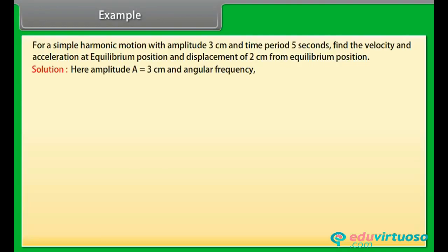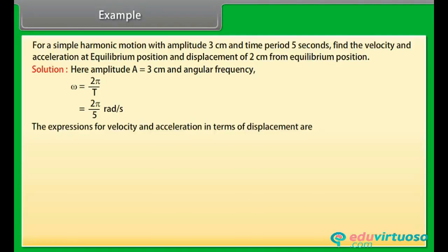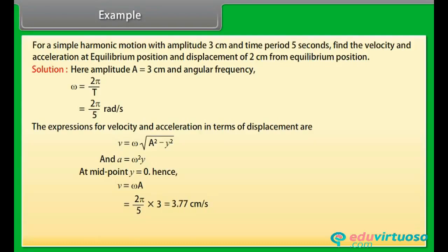Here, amplitude A is equal to 3 cm and angular frequency ω is equal to 2π/T, which is equal to 2π/5 radian per second. The expressions for velocity and acceleration in terms of displacement are v = ω√(A² - y²) and a = ω²y. At midpoint y = 0. Hence, v = ωA = 3.77 cm per second and a = 0.